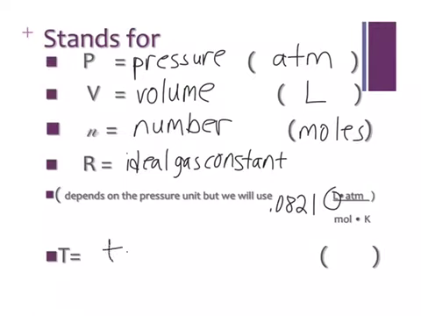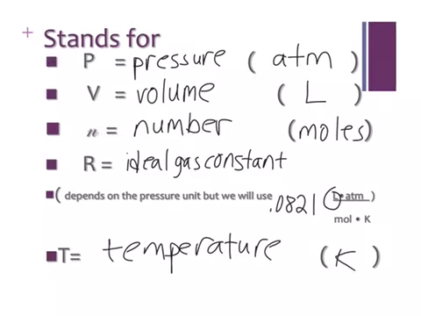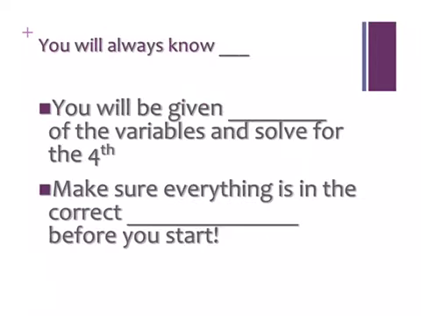Temperature, as you probably guessed, needs to be in our favorite scale in the gas laws, which is Kelvin. And again, to help you see these, you can look at the labels on the value of R, and that will help show what your units need to be in. Okay, so you're always going to know R. It's a constant. It's going to be the same in each problem. You'll be given 3 of the variables and solve for the 4th, plus you know R. So you'll know 4 of the 5 things. Again, make sure everything is in the correct units before you start.